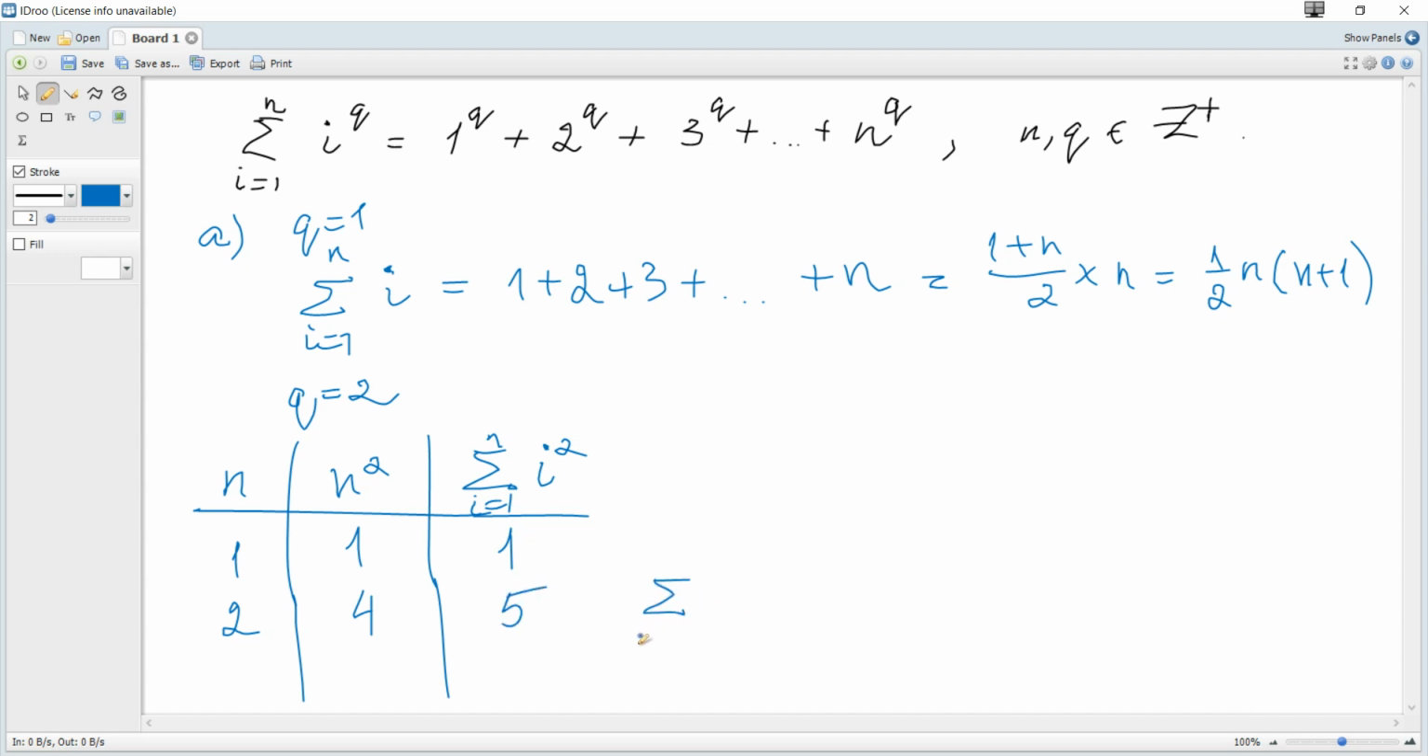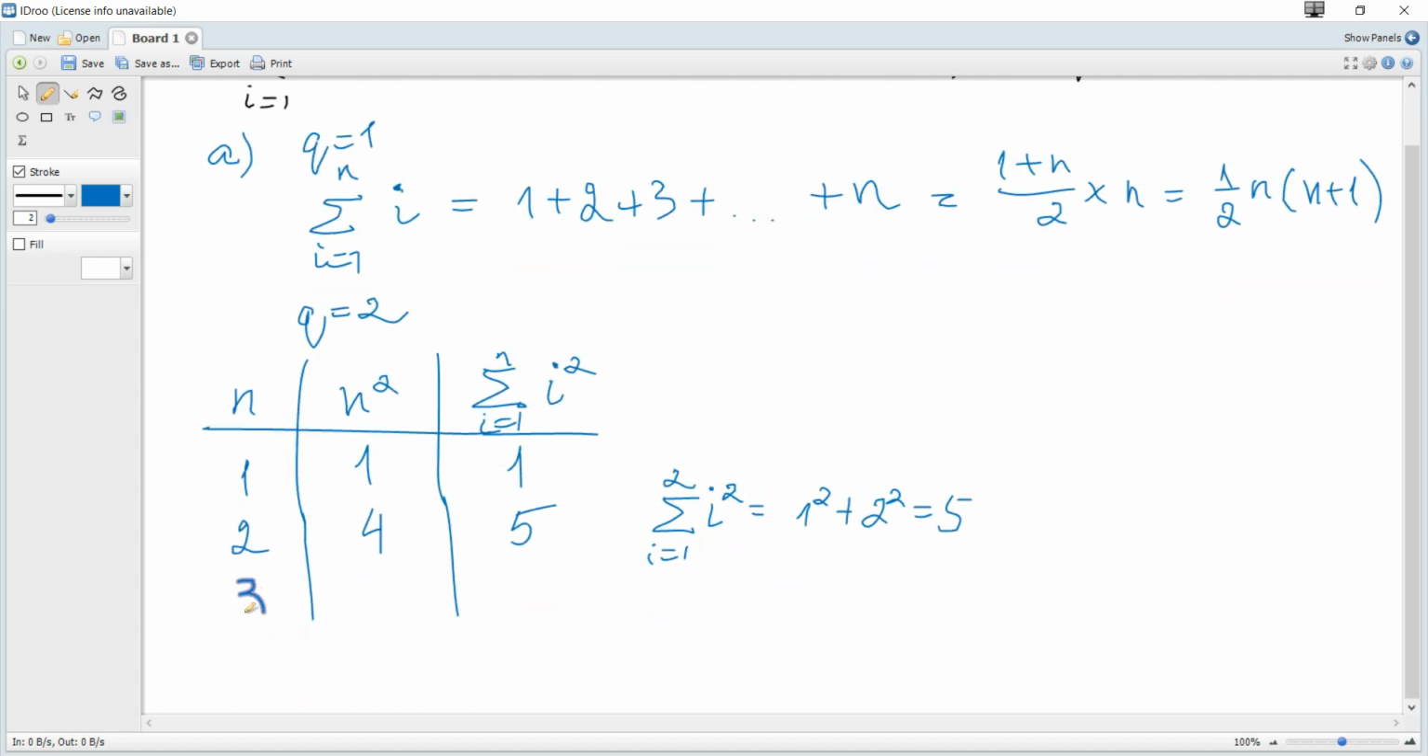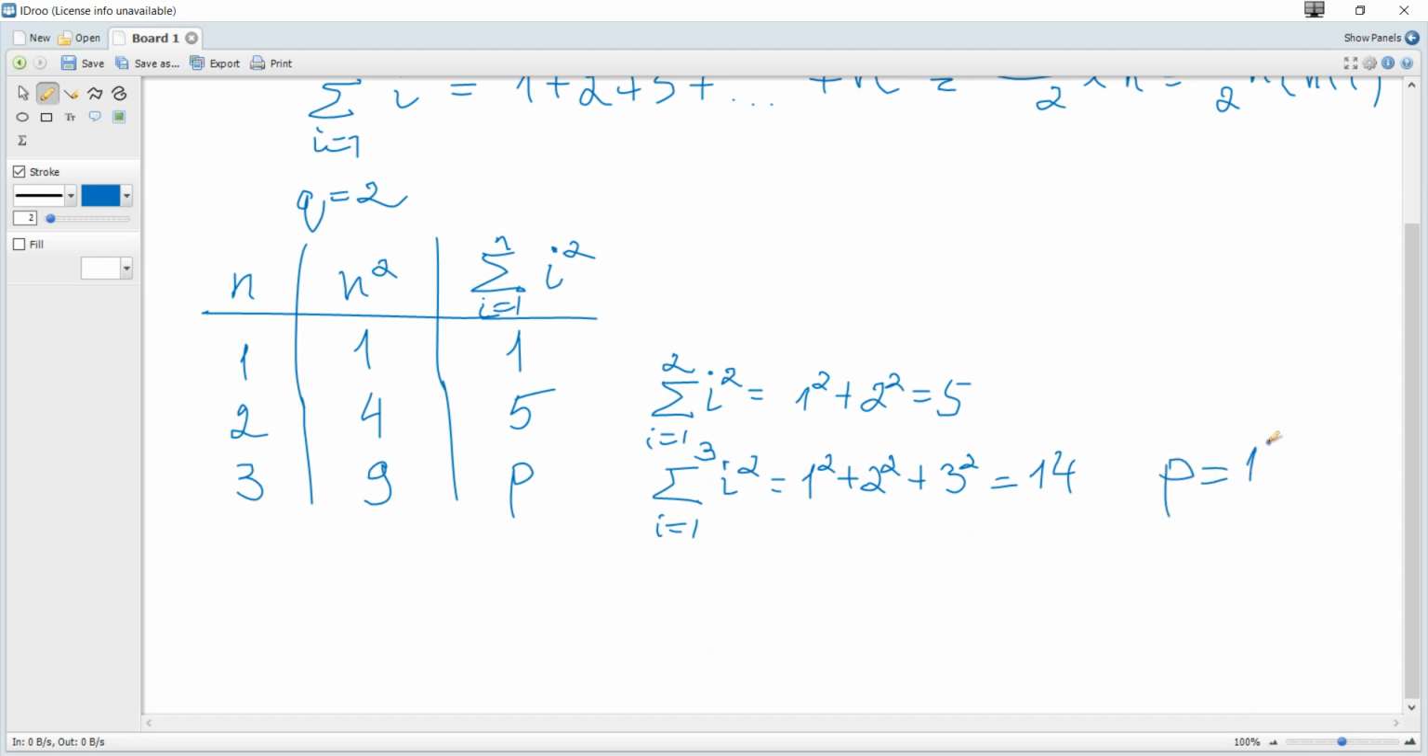It's because it becomes sum for i from 1 to 2 of i squared, and it becomes 1 squared plus 2 squared, which is 5. And when n is 3, n squared is 9, and it's p. Write down the value of p, 1 mark. It's the sum for i from 1 to 3 of i squared, so it becomes 1 squared plus 2 squared plus 3 squared, which is 14. So p is 14.